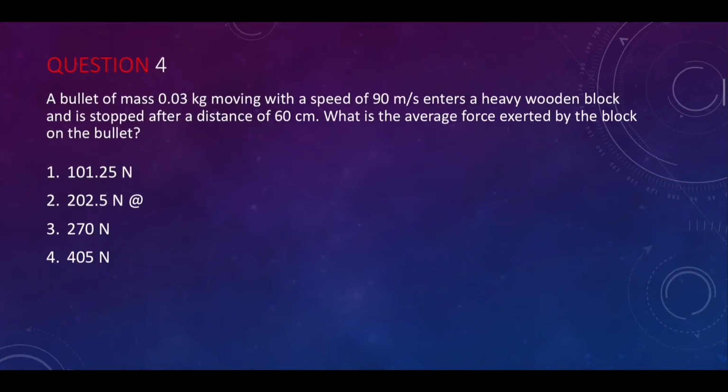Question 4. A bullet of mass 0.03 kg is moving with a speed 90 meter per second, enters a heavy wooden block and is stopped after a distance 60 cm. What is the average force exerted by the block on the bullet? The average force exerted is final momentum minus the initial momentum divided by the time of journey of the bullet. So we need to find out this time of journey.